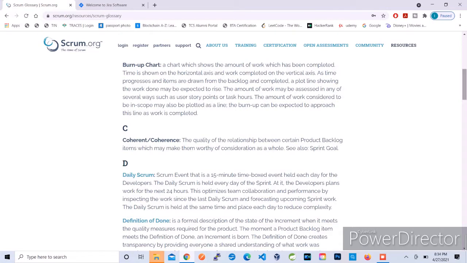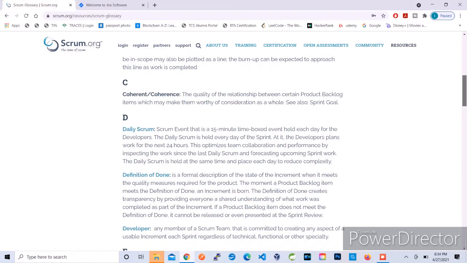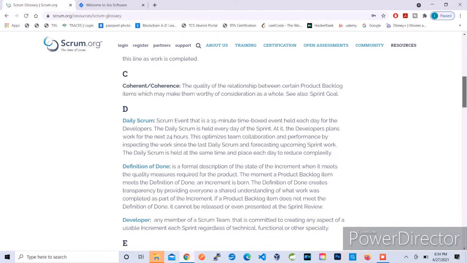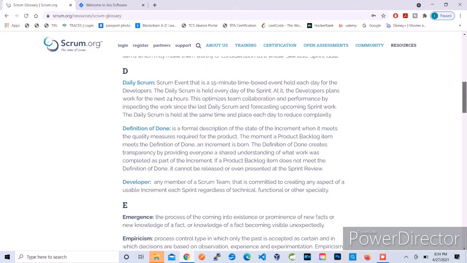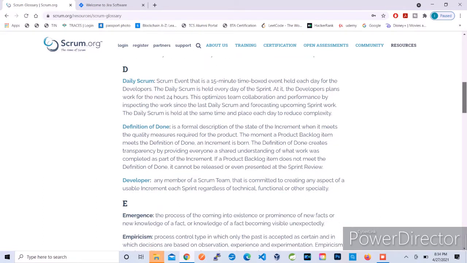Then the daily Scrum. This is a Scrum event. Every day, all developers attend the daily Scrum and they discuss what their challenges are, what they're going to do, and what they have accomplished for that particular day, or actually before the day.